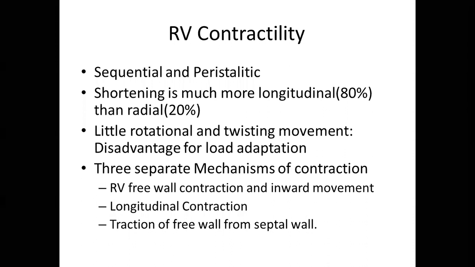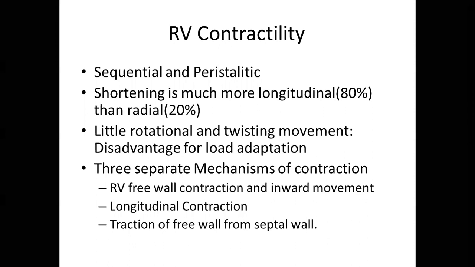The first contraction area is the RV free wall contraction, an active contraction, and this results in inward movement of the RV free wall. And the longitudinal contraction from apex to base is also a very important one. And traction of the free wall from the septal wall. This is also important, okay?